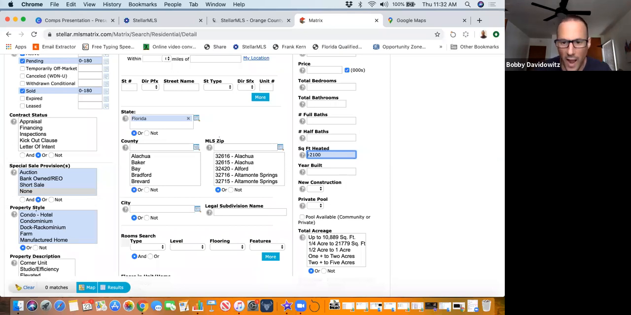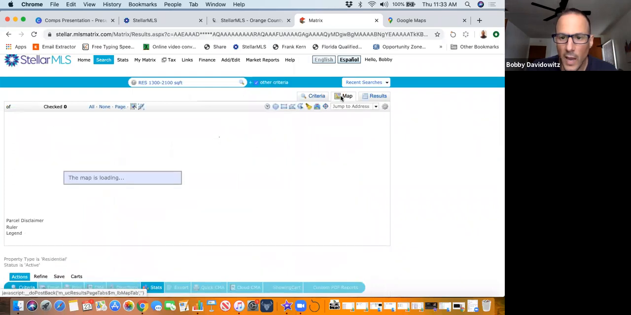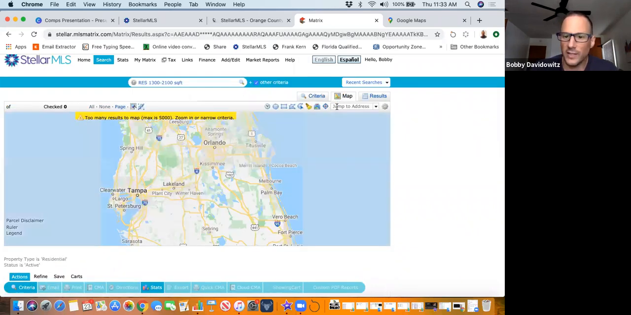And it gives me 1345. Let's give it 1300 just to give it an extra square feet. So I'm only looking at properties that are 1300 square feet to 2100 square feet now. Okay. So once again, we go to the map and we're going to jump to our address. So now it's going to take us.